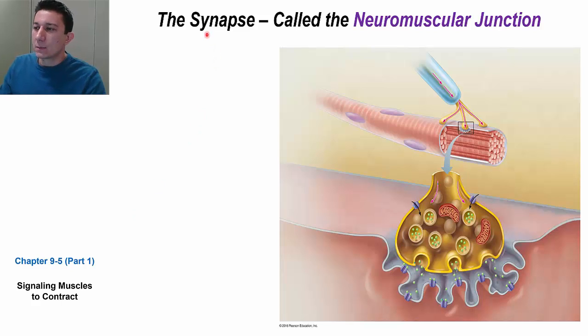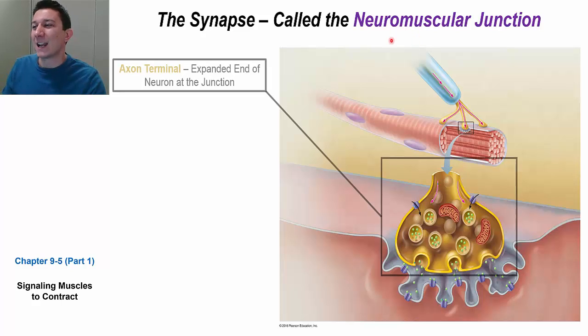Specifically, the synapse between a skeletal muscle and a neuron is called the neuromuscular junction. So that's the more specific term that we use for this kind of connection. A synapse generally refers to when a neuron connects with another cell, so it's a general term describing the connection of one neuron to another cell. The neuromuscular junction specifically describes the synapse between the skeletal muscle and the neuron itself.